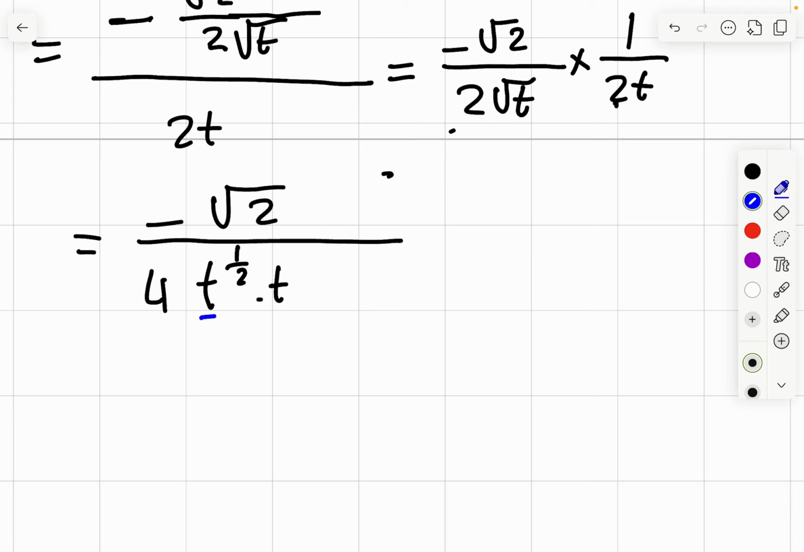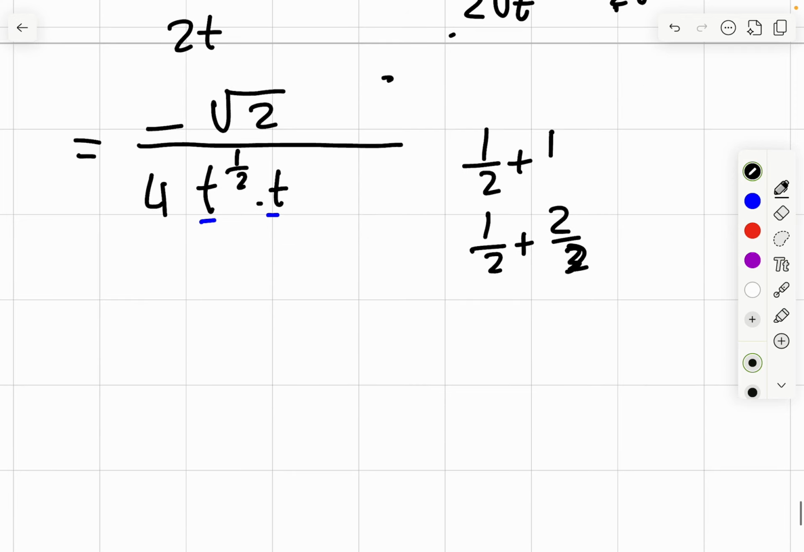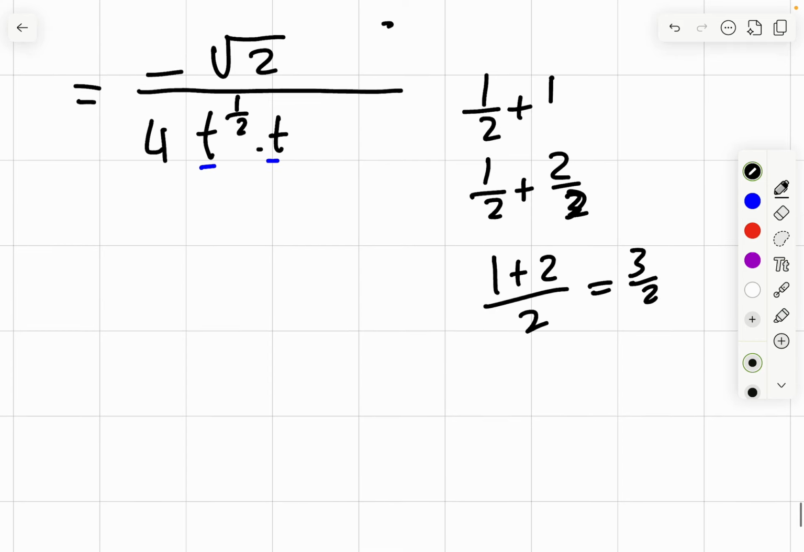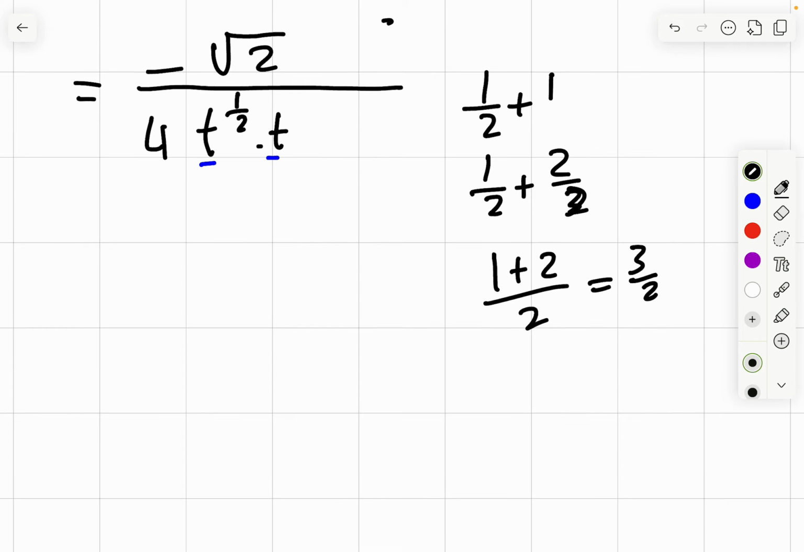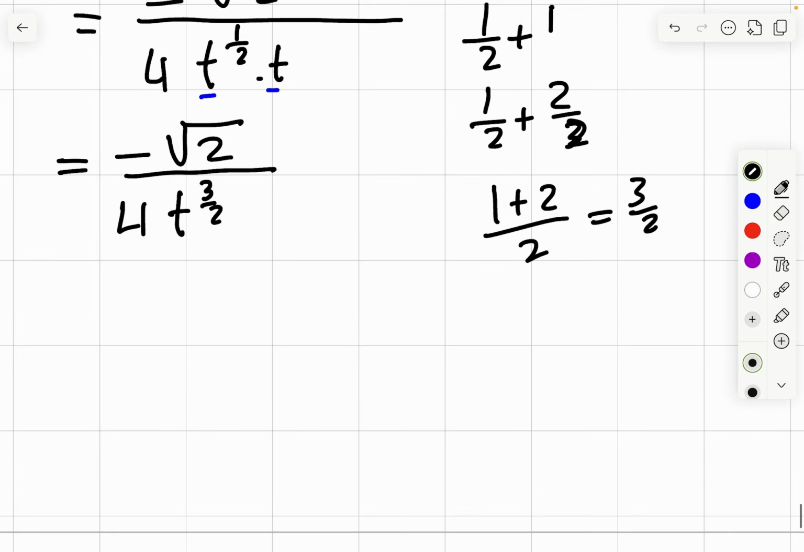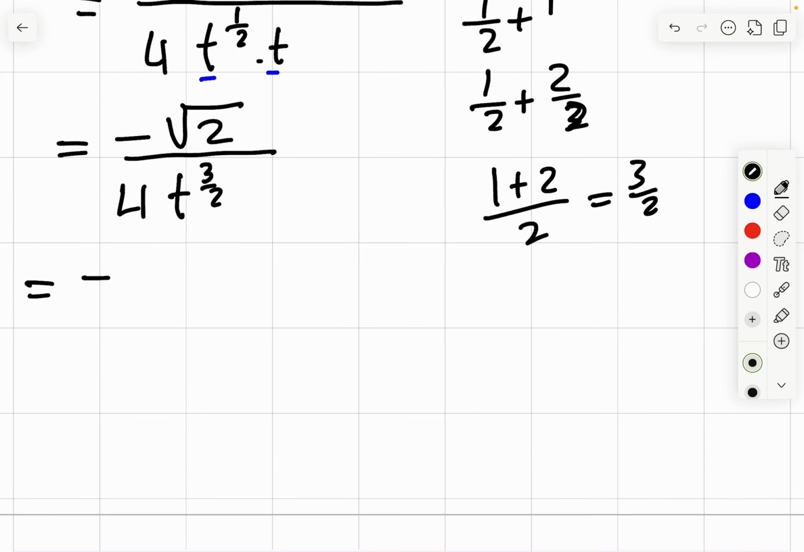We have the bases that are the same. We add the exponent. Then 1 over 2 plus 1 is the same as 1 over 2 plus 2 over 2. You see? So it's the same as 1 plus 2 divided by 2, which is 3 over 2. And 3 over 2 means I'm going to be left with negative root 2 divided by 4, therefore t to the 3 over 2. So t to the 3 over 2 is the same as negative 2 divided by 4.